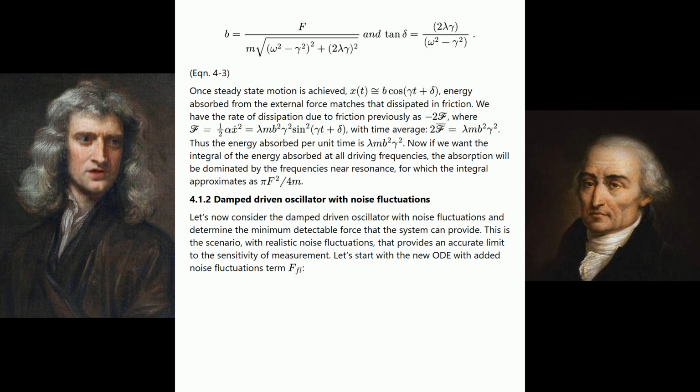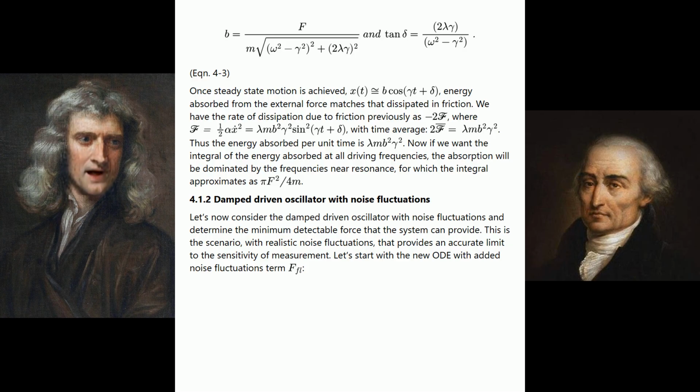We have the rate of dissipation due to friction previously as minus 2 script F, where script F equals 1/2 alpha x squared equals lambda m b squared gamma squared the sine squared of gamma t plus delta. With time average, 2 script F bar equals lambda m b squared gamma squared. Thus, the energy absorbed per unit time is lambda m b squared gamma squared. Now, if we want the integral of the energy absorbed at all driving frequencies, the absorption will be dominated by the frequencies near resonance, for which the integral approximates as pi F squared over 4m.